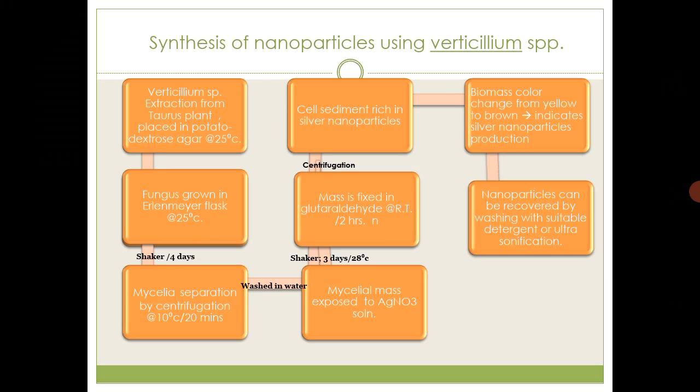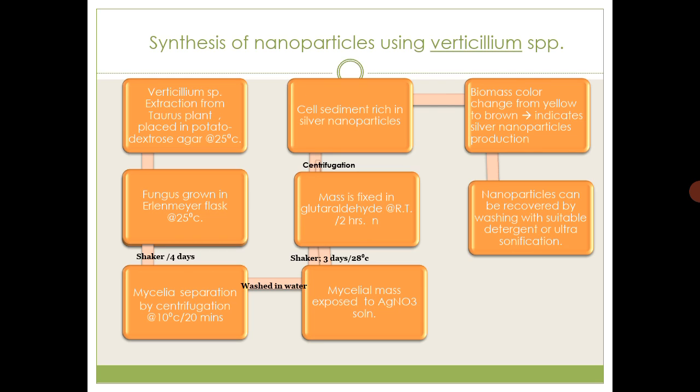This is a very important medium, and its components are 3% malt extract, 1% glucose extract, 0.3% yeast extract, plus 0.5% peptone extract. We will use this MGYP media and keep this process at 25 degrees Celsius. After this, we will keep the fungus in this Erlenmeyer flask for 4 days under shaker conditions. Conditions are very important in this process of synthesis.